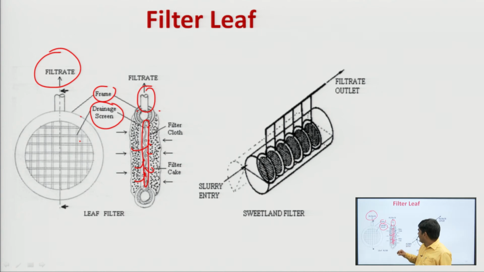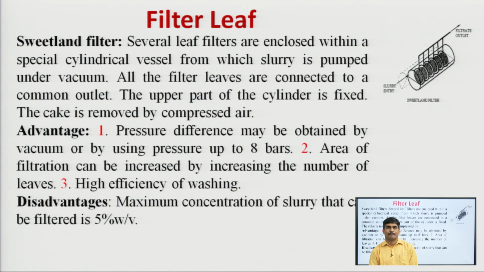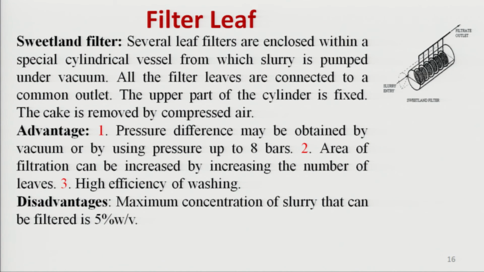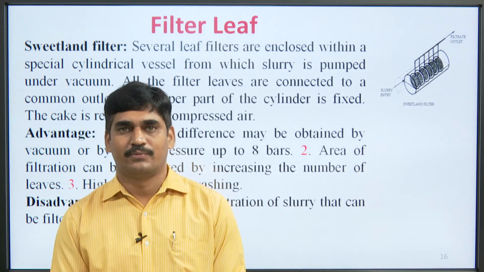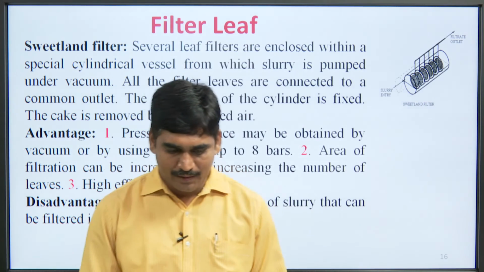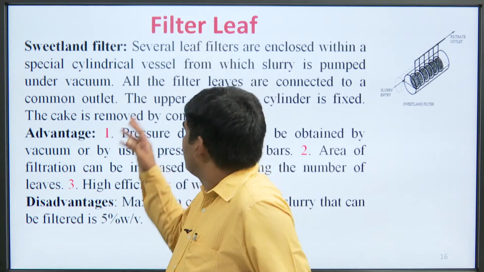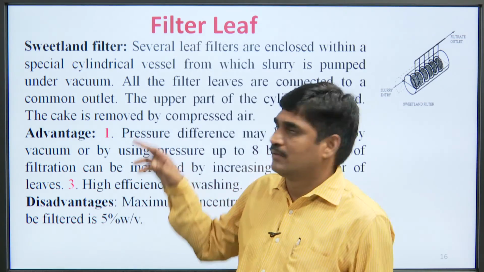During the washing cycle, what are we doing? We are applying flowing air through this, and this air comes out, exerting some pressure onto the filter cloth, and the cake is removed from the filter cloth simultaneously. Filter leaf. The next type of filter leaf is the Sweetland filter. So, it is also a type of filter leaf.